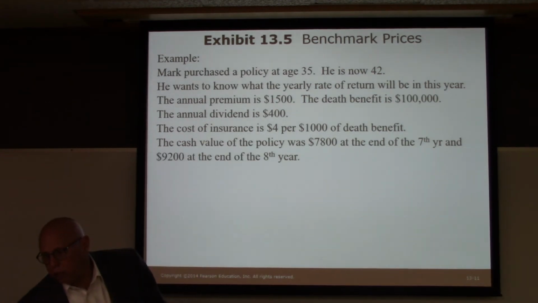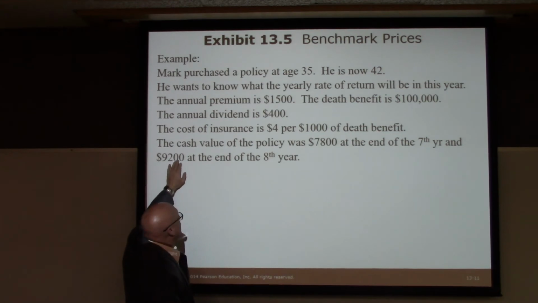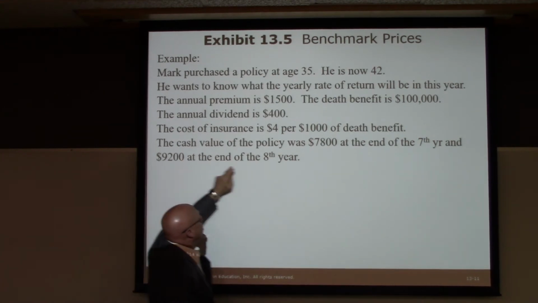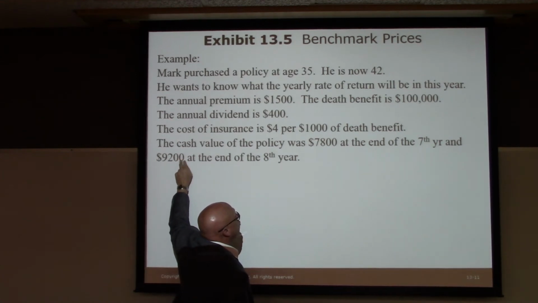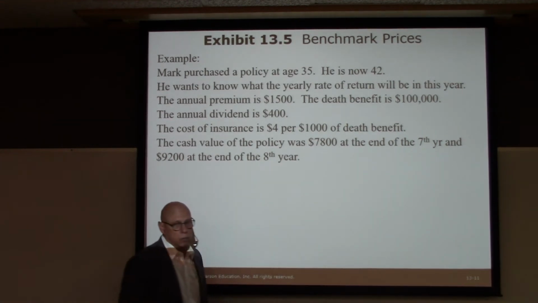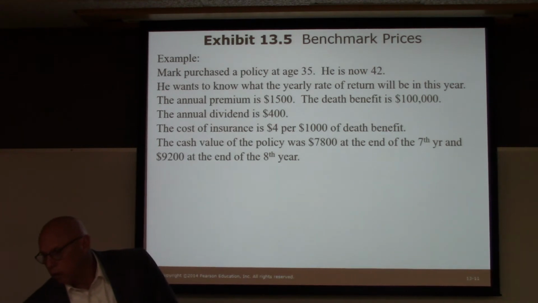So let's plug it in to the formula. He finds out at the end of year 8 that his cash value is now $9,200. So it appears that it went from $7,800 to $9,200, which is $1,400. Okay? How did that happen? Okay, what return did he earn?